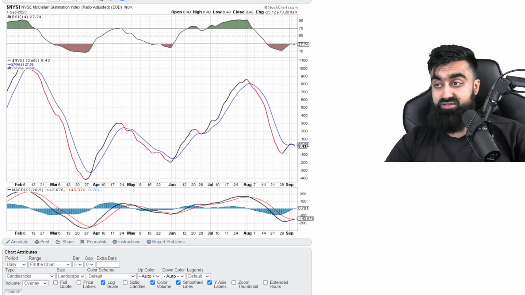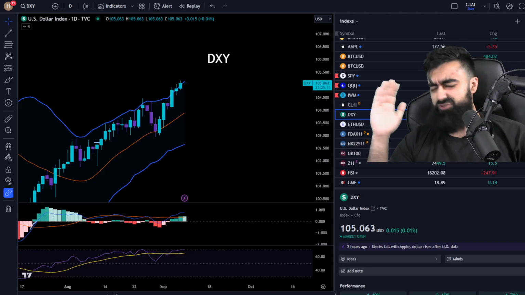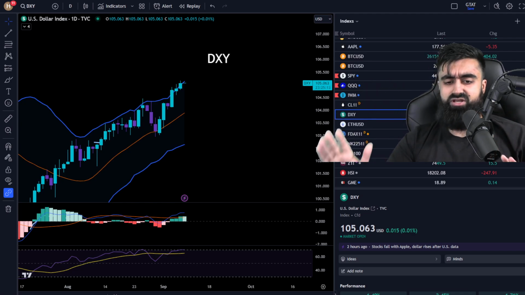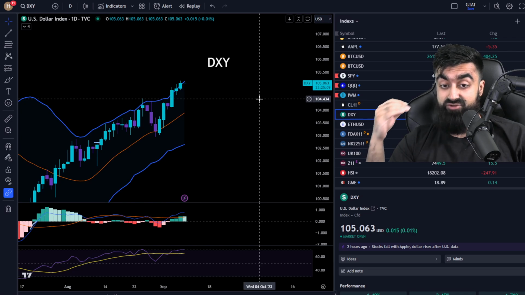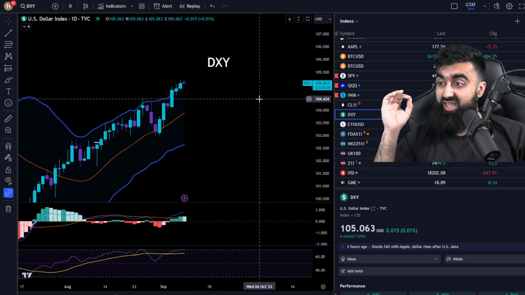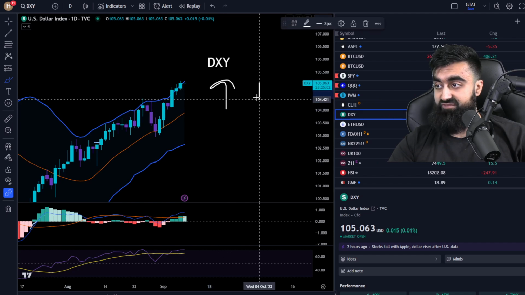Cool. All right, next, let's take a look at the S&P 500 and the dollar and the rest of the overall market. First things first, let's zoom out and take a look at the dollar. The dollar is important because it has an inverse relationship to the market. If the dollar is strong, then the overall market is weak. Very simply.